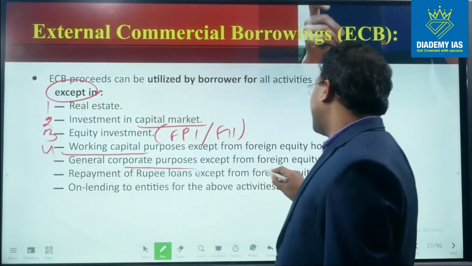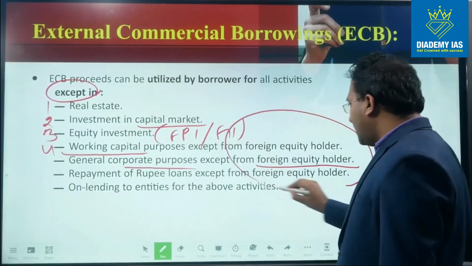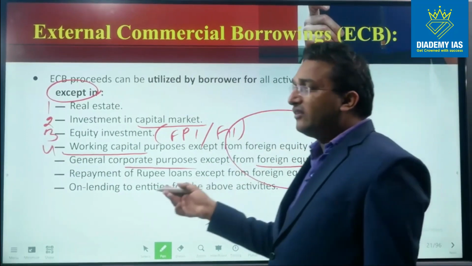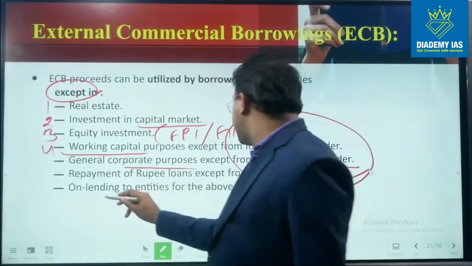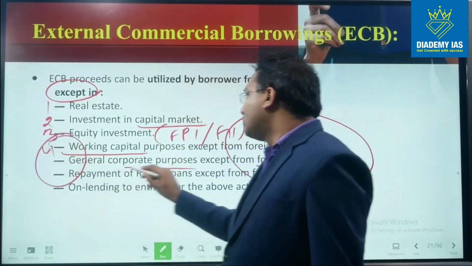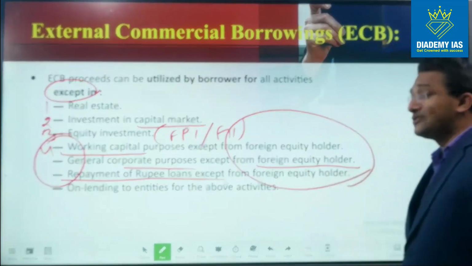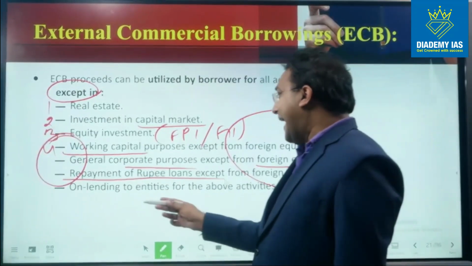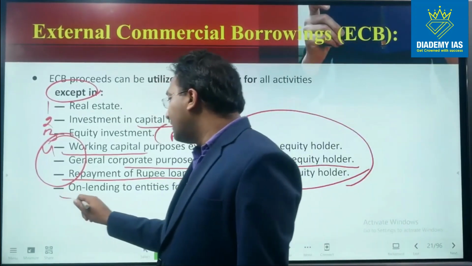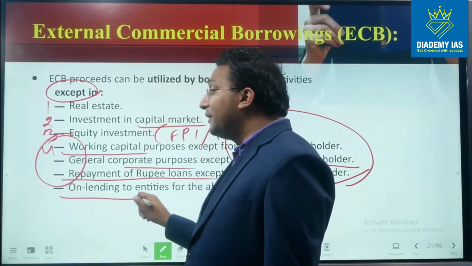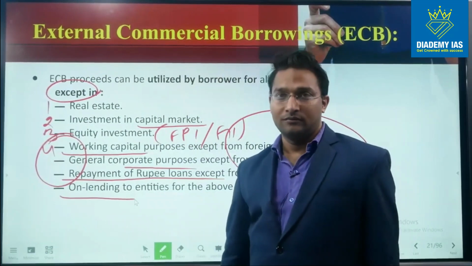General corporate purposes except from foreign equity holder. So if it is the money coming from the foreign equity holder, for example, Walmart giving money to the Flipkart, in those cases working capital, general corporate purposes or repayment of rupee loan, all this can be allowed, but in other cases this is not allowed. On-lending to entities for the above activities. If I am taking the ECB and I am lending this money to any other entity for any of these purposes, then it is also not allowed.